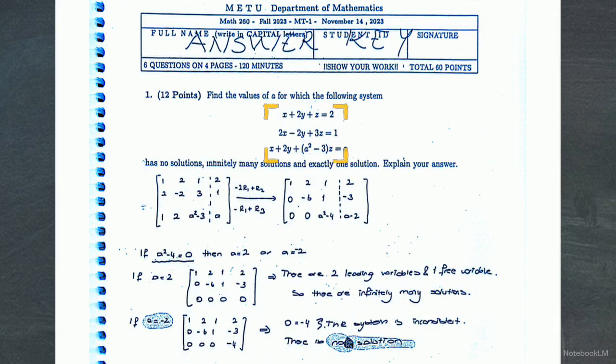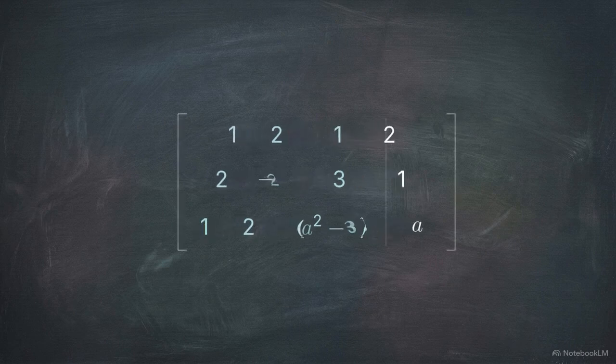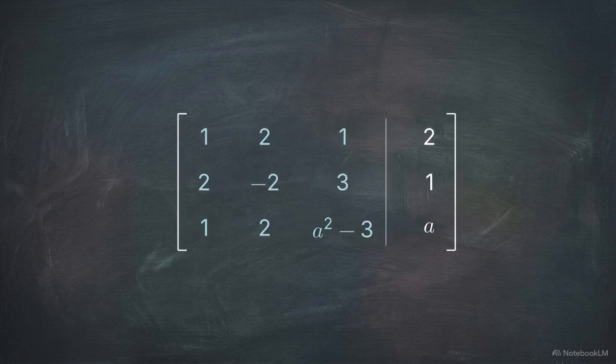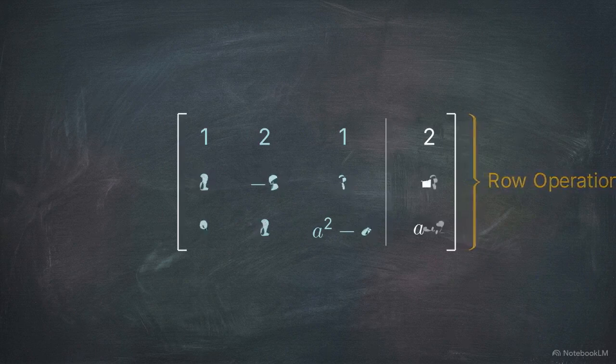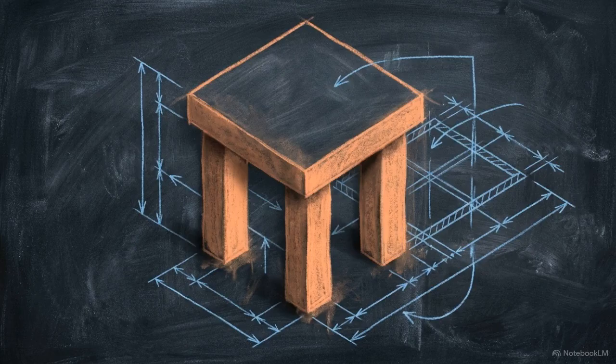We need to determine how different values of the parameter a dictate whether the system has no solution, a unique solution, or infinitely many. The immediate first step is to strip away the algebra. We extract the numerical coefficients of x, y, and z and map them into an augmented matrix. Once the numbers are isolated, our single objective is to perform row operations to reach row echelon form. This structure exposes the pivots, which act as the load-bearing columns of our linear system.